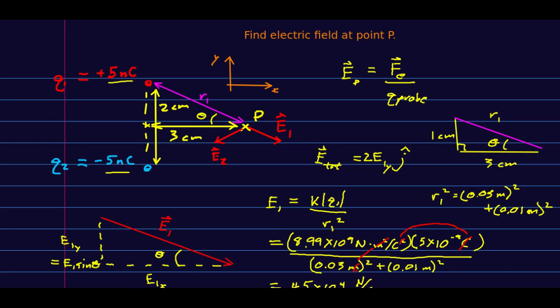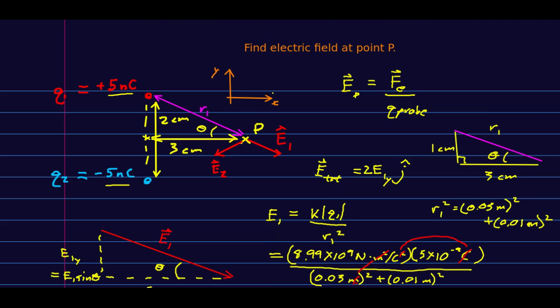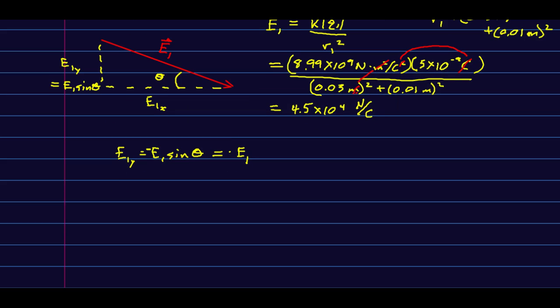But that's too much work. Look, sine theta is just opposite over hypotenuse. We know the opposite and we know the hypotenuse, so we can just use that. So I'm just going to go ahead and say, careful, E1y is negative E1 sine theta, right? Look, it's pointing down. So negative E1, and then this is just going to be the 1 centimeter. I don't even really need to worry about the units because I know it's going to be meters top and bottom, and they're just all going to cancel.